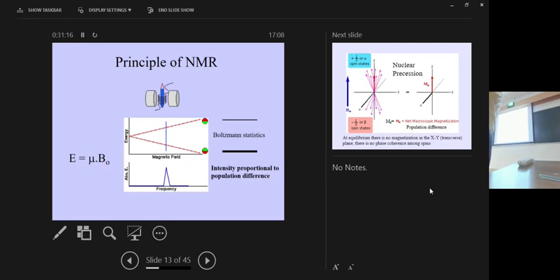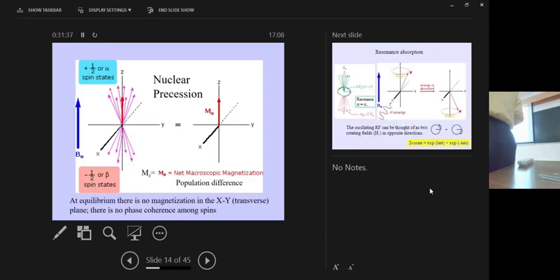Radio frequency regime is so much less compared to the optical spectroscopy. Therefore, fluorescence is an extremely sensitive technique compared to NMR or even EPR, whereas this one is most useful because of various other kinds of applications. So this is Boltzmann statistics. The difference between these two populations is very, very small, but that itself is quite useful.